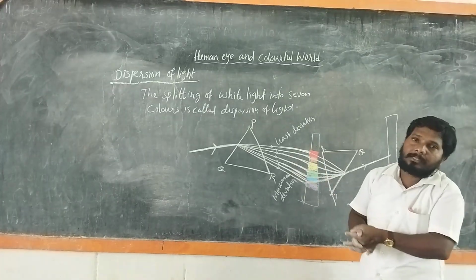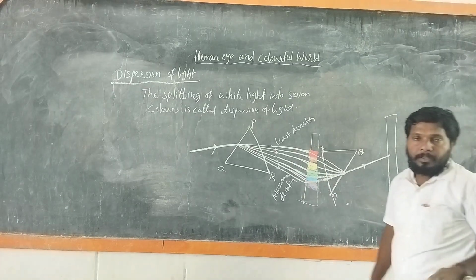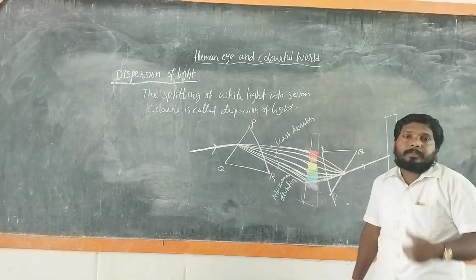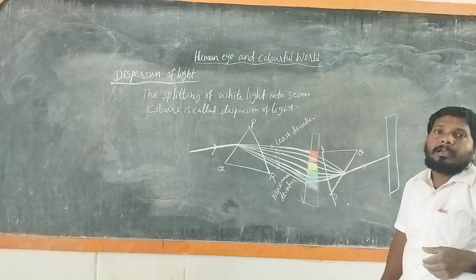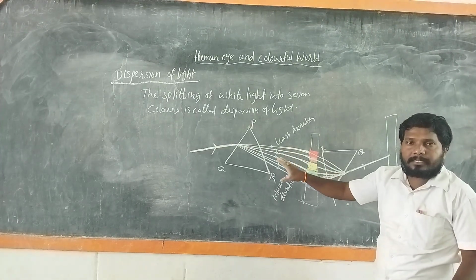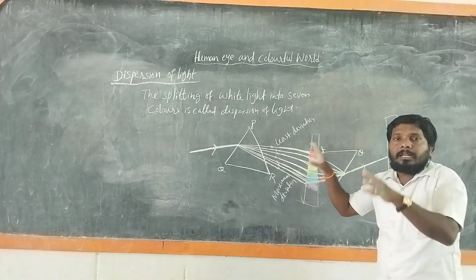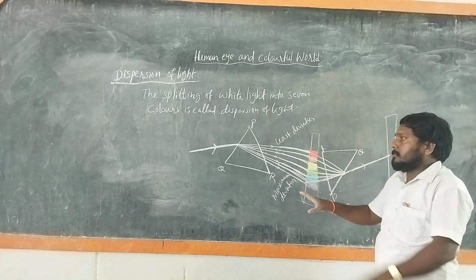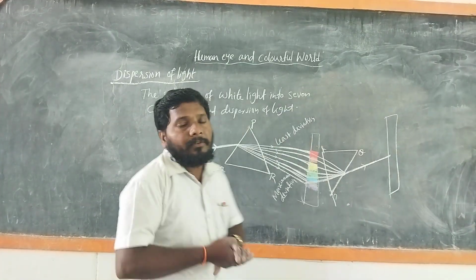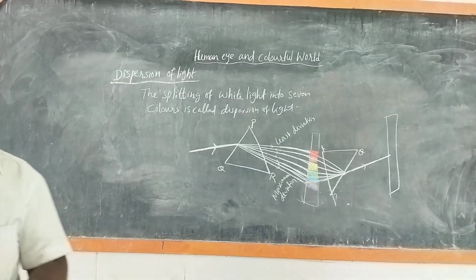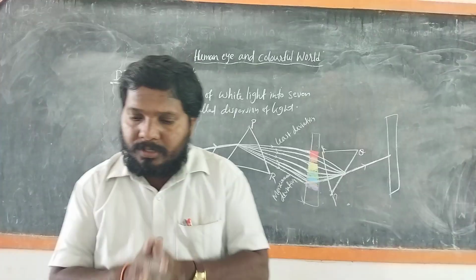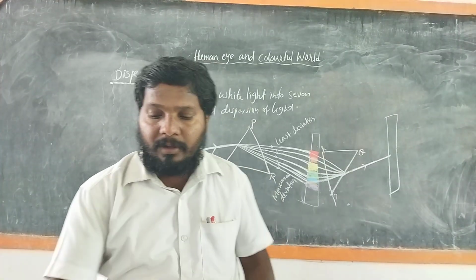Why is this white light deviated from its path and split into 7 colors? Because of Fermat's rule: light selects the path which takes the least time to travel. Each color selects a path which takes the least time to travel. That's why they deviate at different angles. So this is about the dispersion of light.